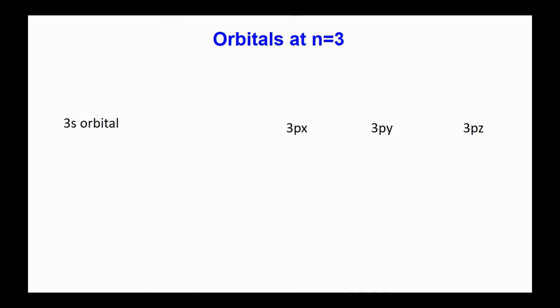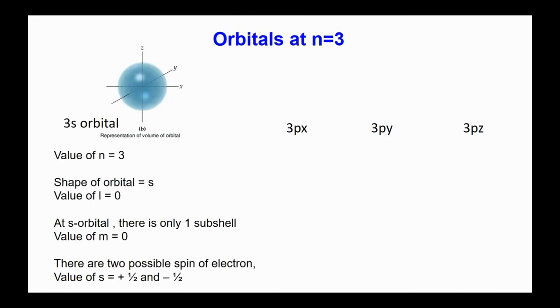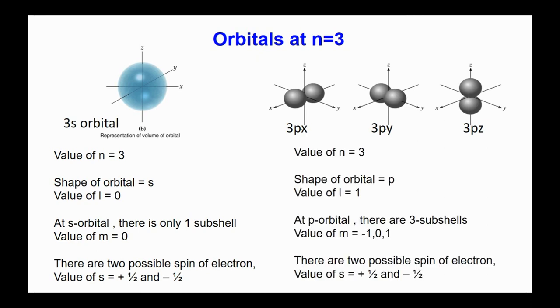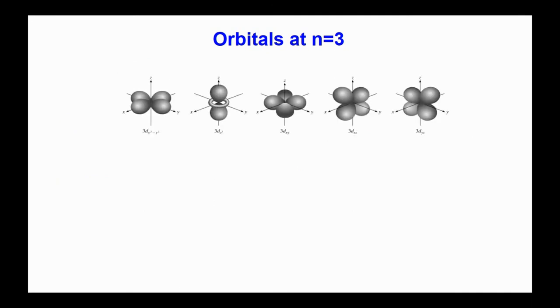Now let's go to n equals to 3. So we have 3s orbital. We have 3px, 3py and 3pz orbital. Okay, we already know how to read this, so I will not explain again. Okay, and we have 3d orbital.